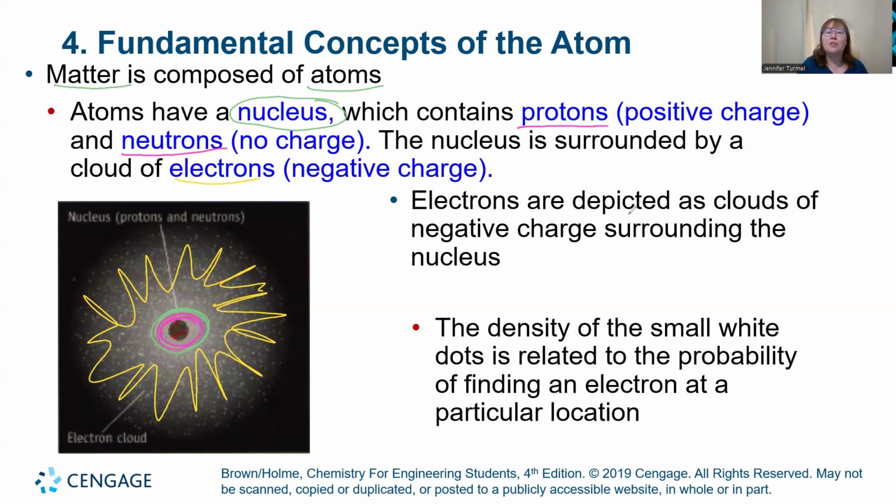But for now, the electrons are depicted as clouds of negative charge surrounding the nucleus. It's not really a cloud, it's just that the electrons are moving so fast that we can't actually predict where they are. They're moving so fast that it's sort of like they're everywhere all at once. And all of the density of our atom is going to be right here in the center.